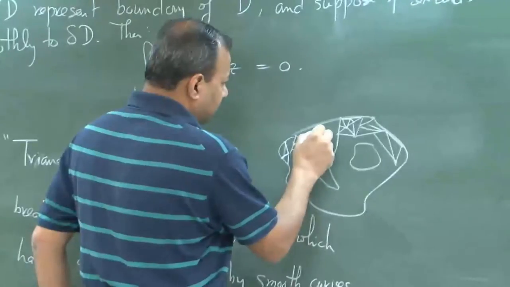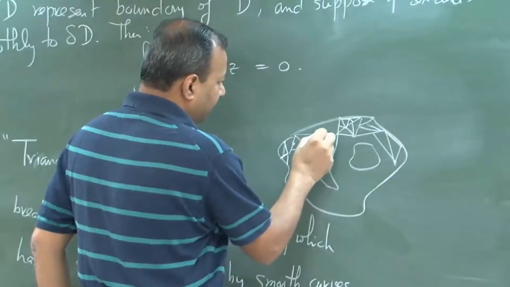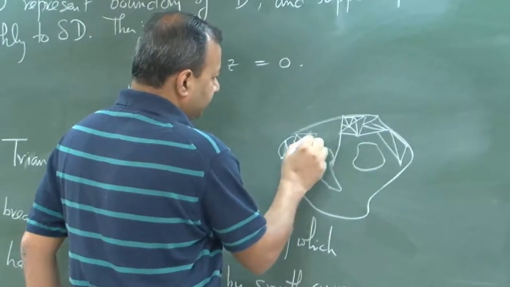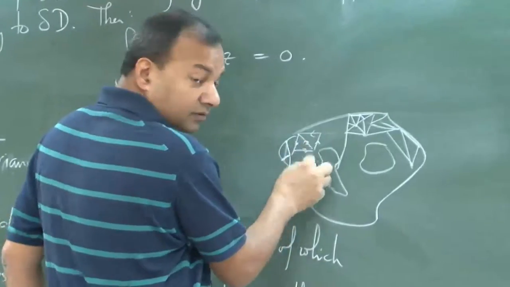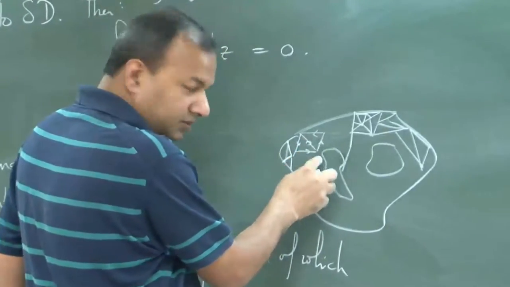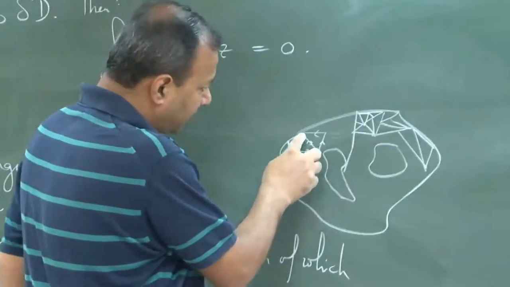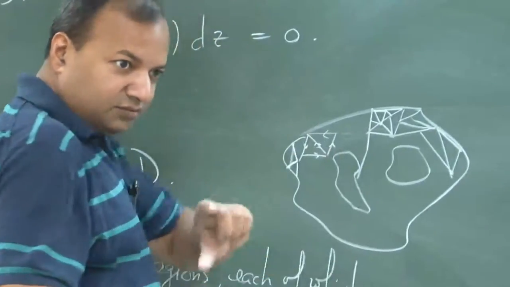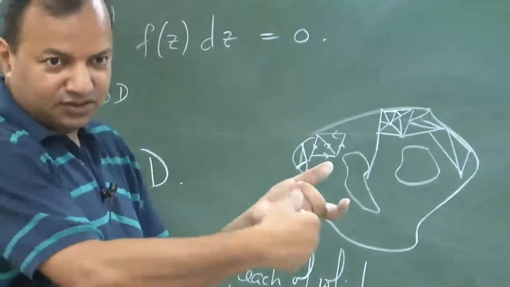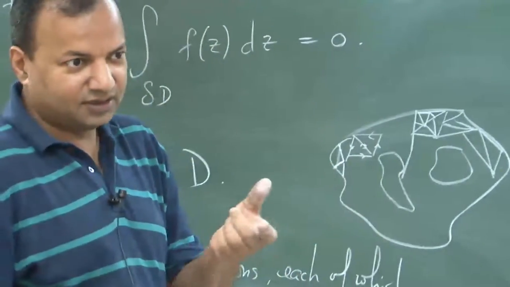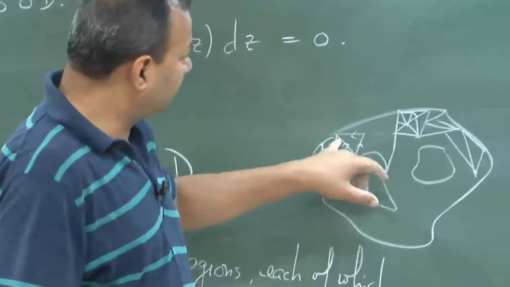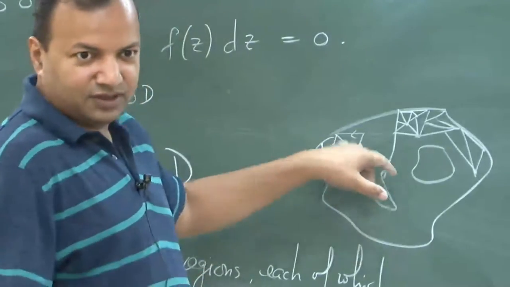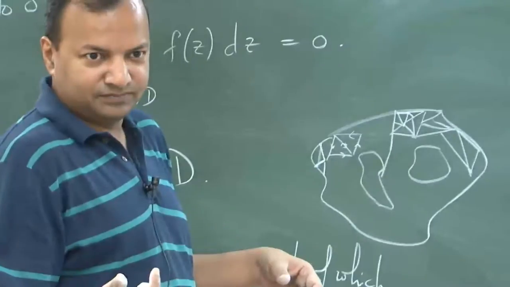And so, when you have a neighboring triangle here, this will also be traversed counterclockwise. If you look at this particular curve or edge, it is traversed once in one direction, and the second time in the other direction. Therefore, the sum of the integrals along this will be 0.